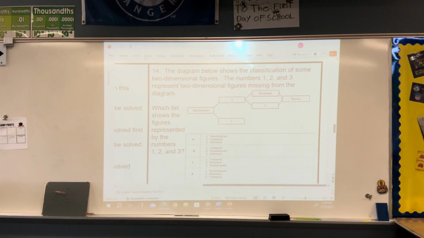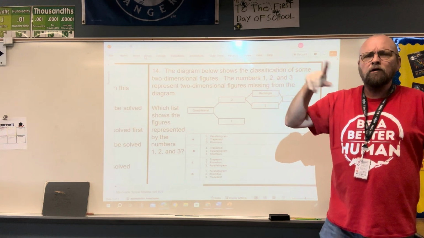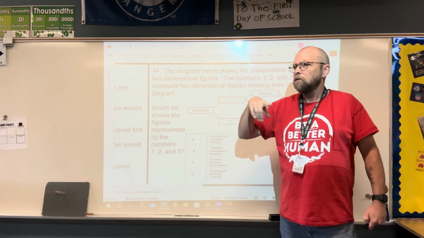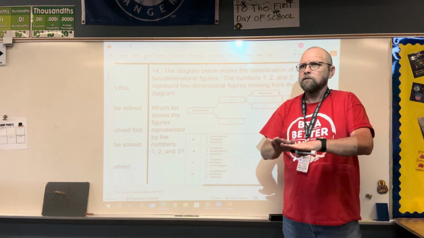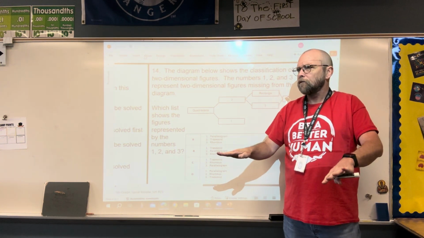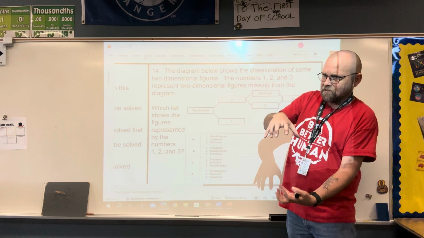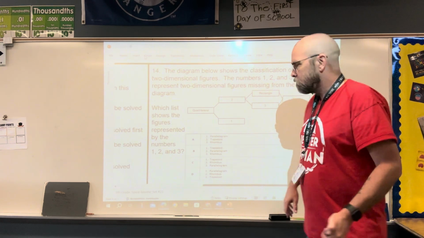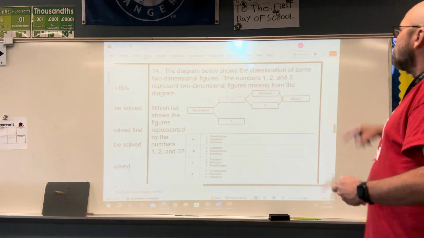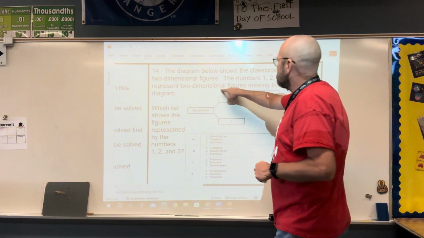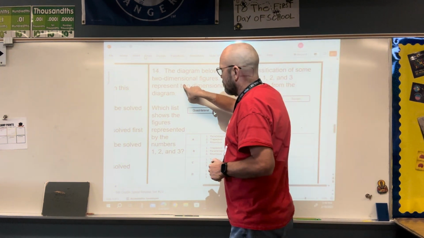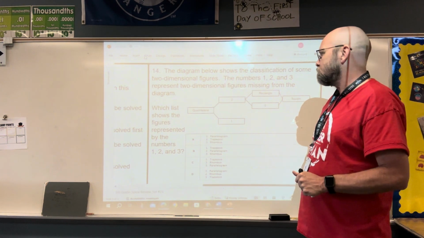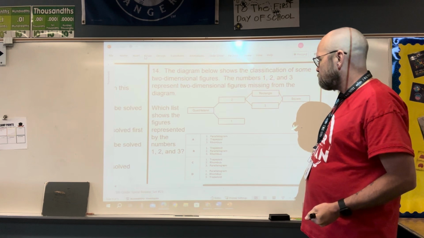The diagram below shows the classification of some two-dimensional figures. Two-dimensional means what? Anyone? It's flat. Only has length and width. Can't put anything inside it. Can't hold anything inside it. So it's a two-dimensional figure. It means it's flat. The numbers 1, 2, and 3 represent two-dimensional figures missing from the diagram. Which list shows the numbers represented by the numbers 1, 2, and 3?